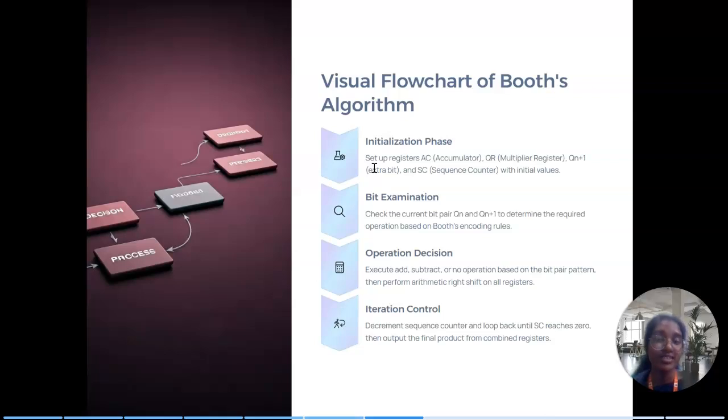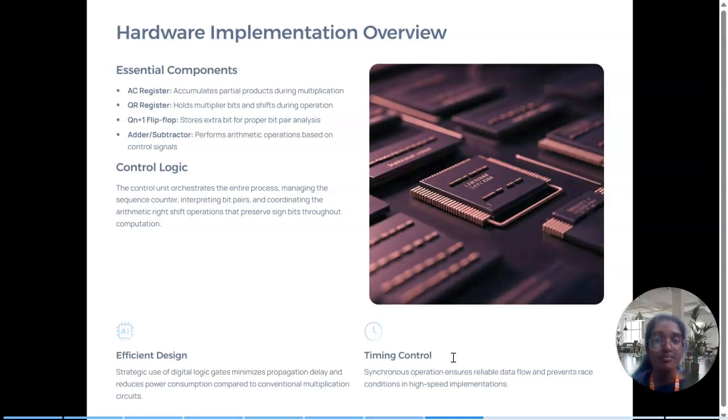Then we have to examine the bit values. Check the current bit pair, Qn and Qn plus 1, to determine the required operation based on Booth's encoding rules. And we have to execute add, subtract or no operation based on the patterns. And we have to control the iteration and then output the final product from the combined registers. And the hardware implementation overview.